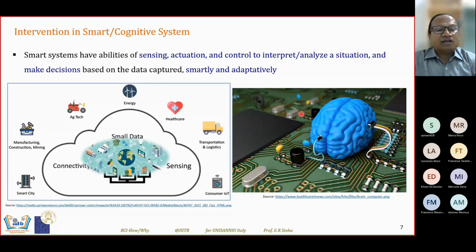This is an interesting diagram. So when we talk about cognitive system or a smart system, there are three important things which are involved. The first one is sensing. So whenever you are designing something for BCI as a smart system, you have to have arrangement for sensing, and then data must be small, and then the connectivity.